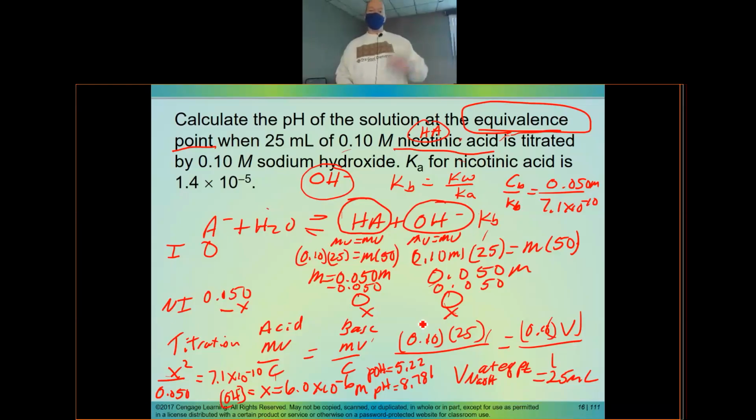All right, so when you look at this problem, we're at the equivalence point. So we're at the equivalence point of a strong base with a weak acid. We are making a weak base. So that question comes out to be, what is the pH of a 0.050 molar weak base? So we know that pH is going to be greater than 7.